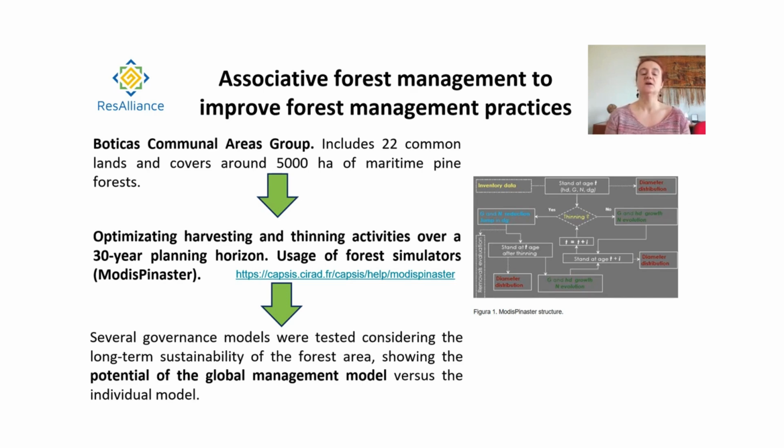For example, while managing the forest using this global management model, it was possible to obtain an area where different age classes of the maritime pine occur simultaneously at the same time.